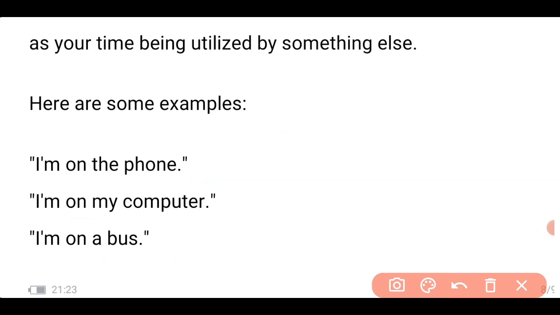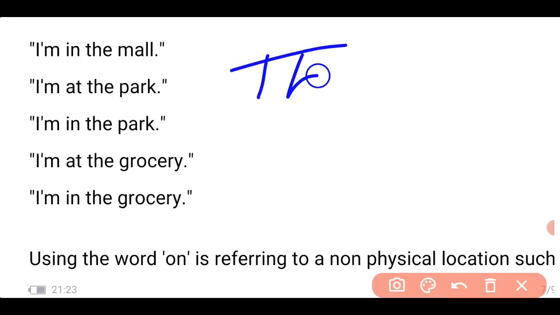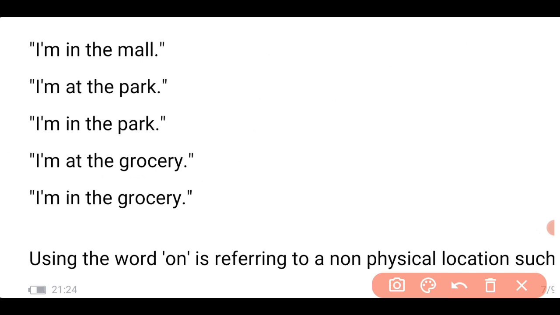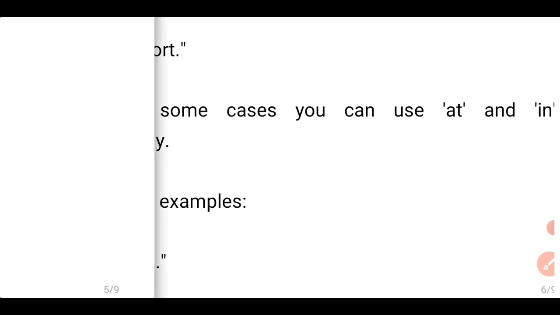Similarly, we'll go back again. Here you can see "they." Okay, we will apply this pronoun they. I'm in the mall. They are. We will use "are." They are in the mall. They are at the park. They are in the park. They are at the grocery. They are in the grocery, right? I think you have followed my instructions. Look at some more examples. I'm at the airport. She is at the airport, right? She's at the airport here.